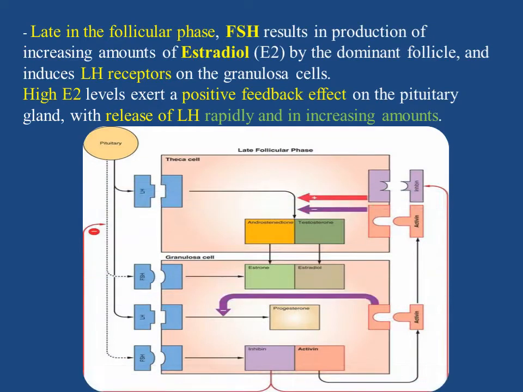This is ovulation. Late in the follicular phase, FSH results in the production of increasing amounts of estradiol by the dominant follicle. This will induce the LH receptors on the granulosa cells. This high estradiol level exerts a positive feedback on the pituitary gland with the release of LH rapidly and in increasing amounts.